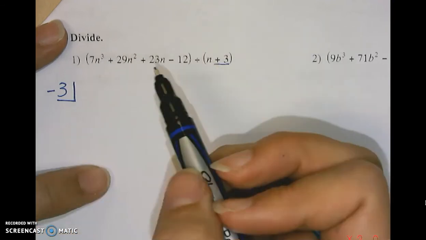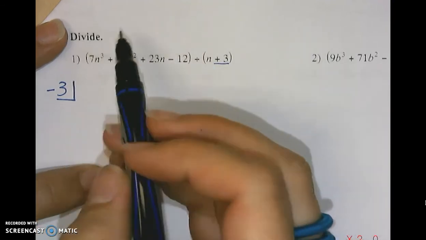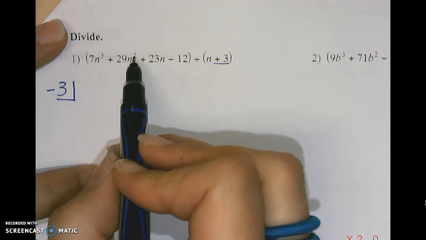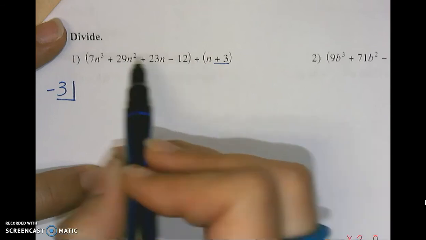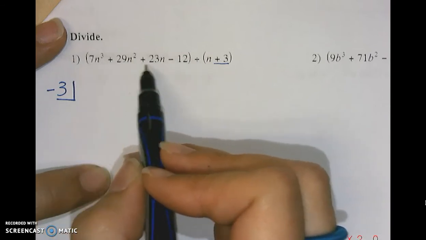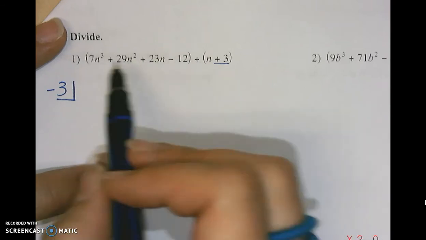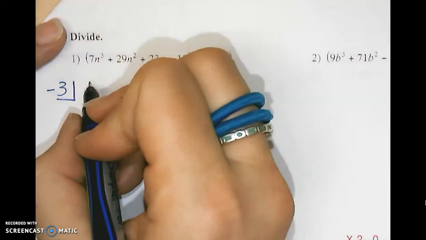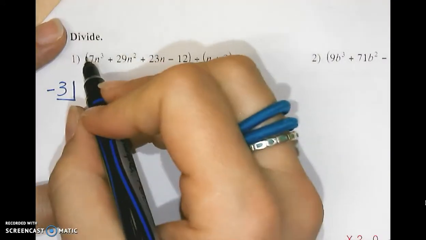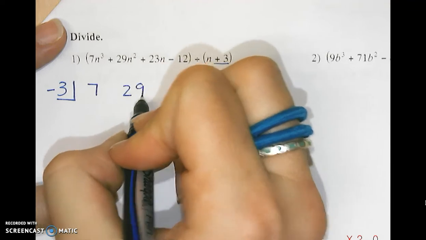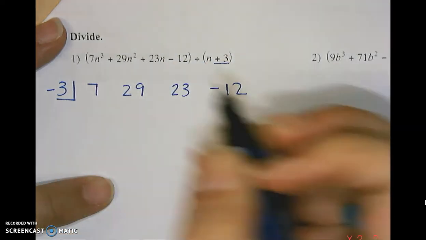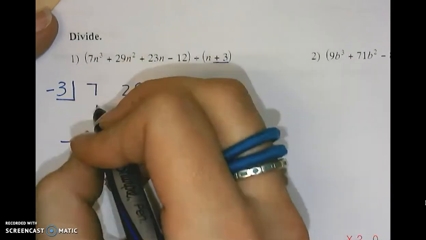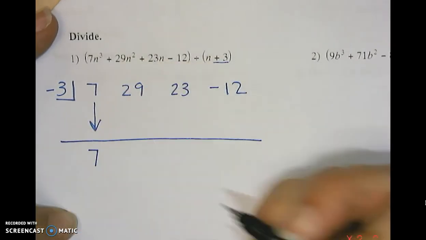Next thing we're going to check is to see if I have all of my exponents. I know I didn't do that in the last problem. I got kind of lazy, but I need to look. I have n to the 3rd, n squared, n, and then just my constant, so I'm not missing an n squared term or anything like that. I have everything, so that's good. Then I write down my coefficients: 7, 29, 23, and negative 12. Leave some space. The first one comes down every single time.